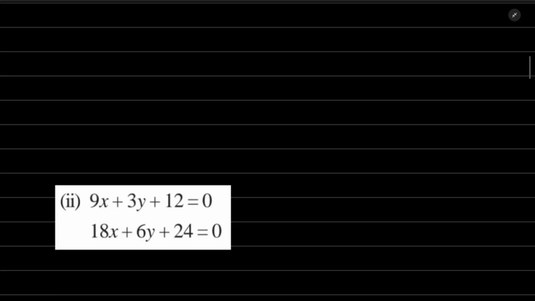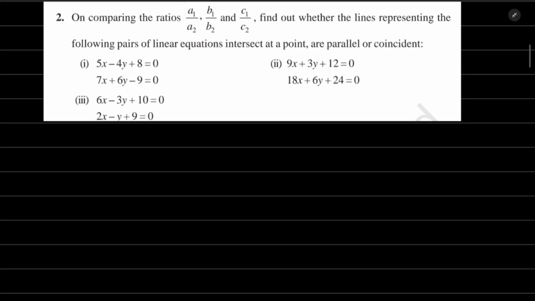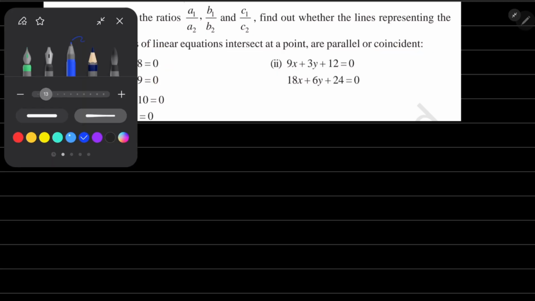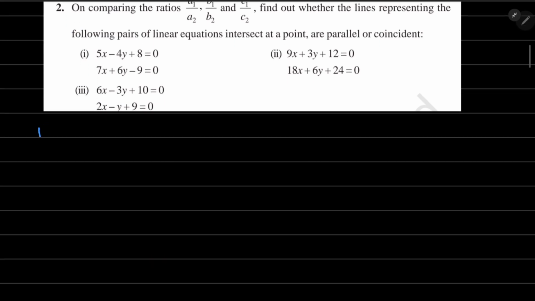Right? Here. Okay. So the second question is, on comparing the ratios a1 by a2, b1 by b2, c1 by c2, find out whether the lines representing the following pairs of linear equations intersect at a point, are parallel, or are coincident. Let's take the first equation and do it. Okay. So here the first equation is nothing but the pair of equations 5x minus 4y plus 8 equal to 0. And the second equation is 7x plus 6y minus 9 equal to 0.